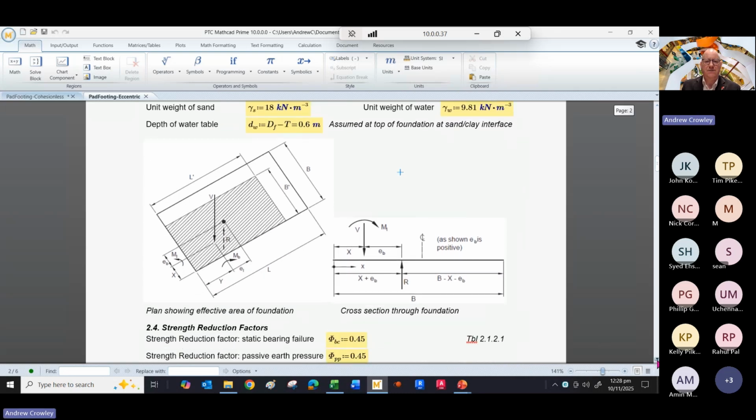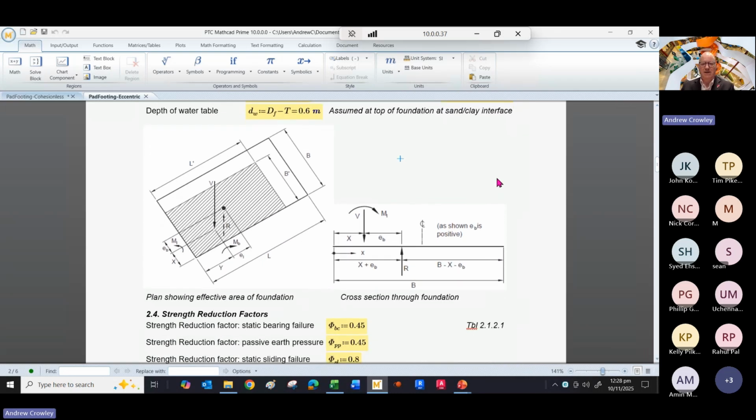Here is our effective area diagram again, and how we work it out. So on the left, we have the plan showing the effective area, and on the right, we have a calculation for the eccentricity. So in this case, you're looking at a cross section through the foundation. Here is our resultant upward force. Here is the applied moment, and here is the eccentricity from the position of the applied load.